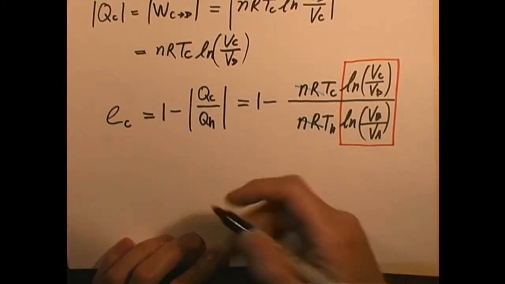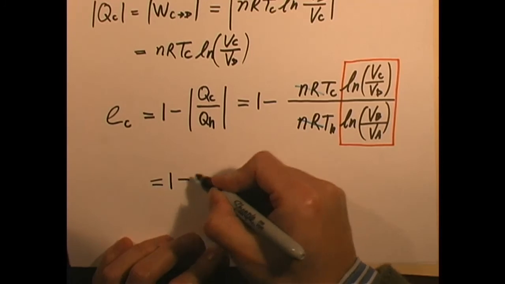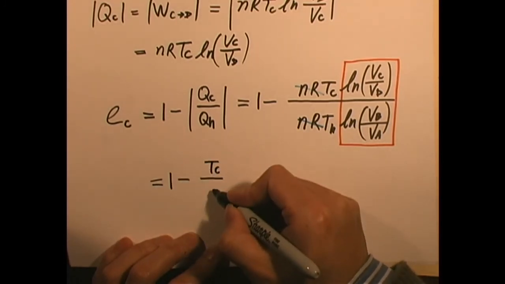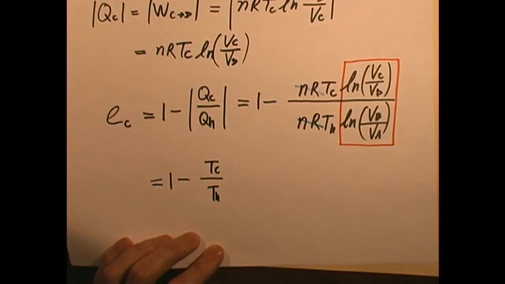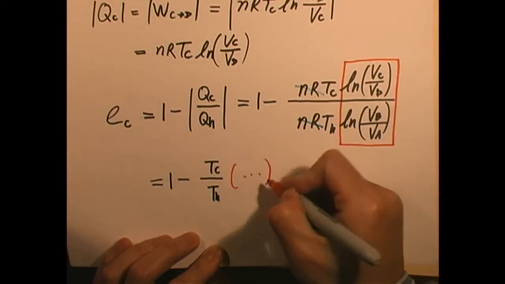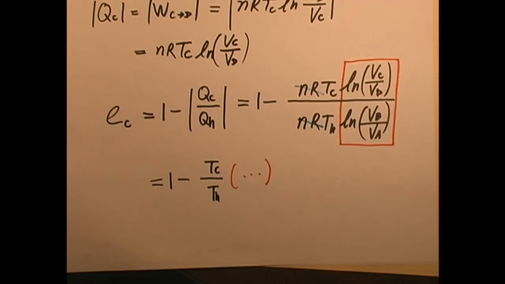Well, let's see here. It's 1 minus TC over TH, and then times this number, whatever it is. What do you think that number should be? I can argue that this number should be equal to 1. Okay, let's see why this number should be equal to 1.